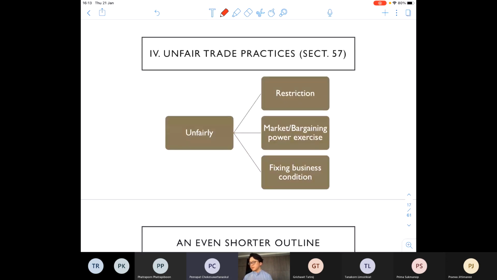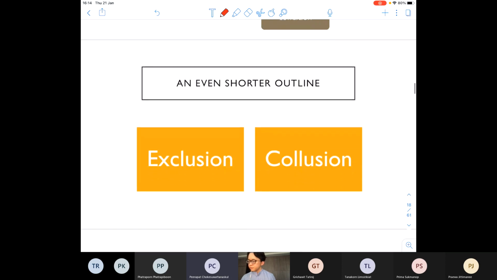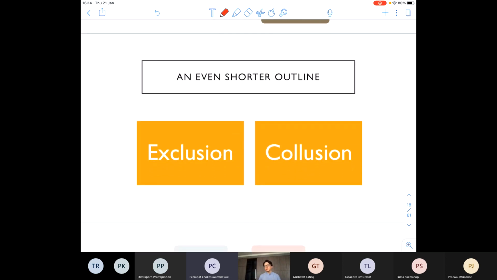Yeah, unfair trade practice, as I said, you unfairly restrict your competitors or other firms from practicing any business practice, or you exercise bargaining power, or you fix your business conditions like sales. Okay, I'm going to sell just only this level, I'm going to sell in bulk. If you don't want to buy from me, then I will not sell. That's the sort of condition you can set, and if it's unfairly set, it will be considered an unfair trade practice. All right, so that's the whole picture.